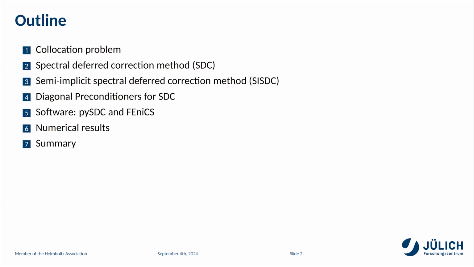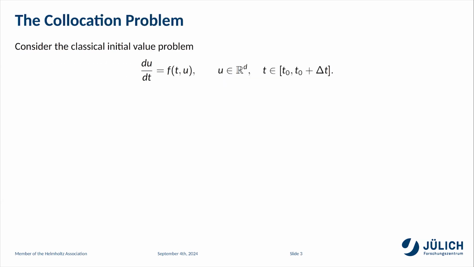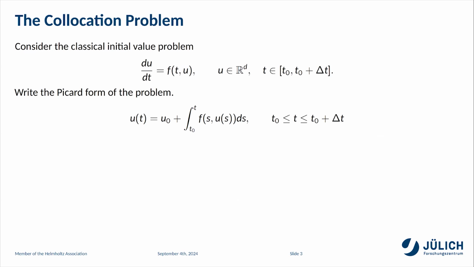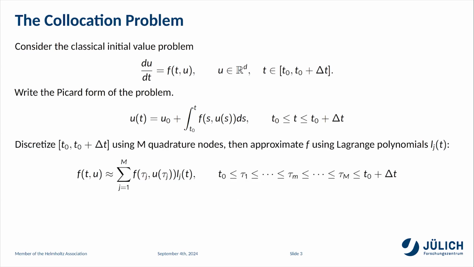To explain this, let's start from the classical initial value problem. Here I'm limiting the calculation to a one time step interval just for simplification. Now, the first thing we need to do is to rewrite our problem in a Picard form. Then we can subdivide the time interval by defining a set of nodes.